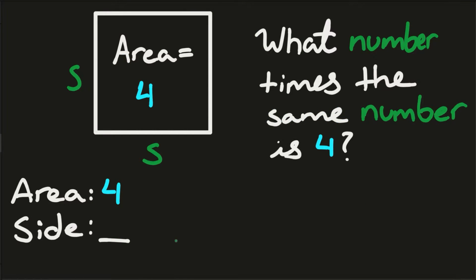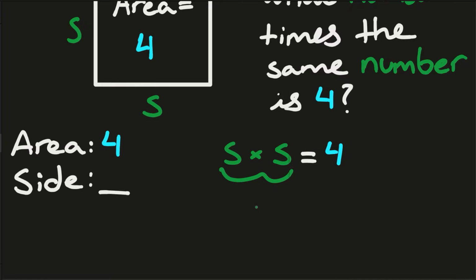Let's imagine we have the same square, except this time we only know its area. So this time we're really asking what number times the same number equals 4? We know with the law of exponents that this simply means s squared, and the other side is still equal to 4.